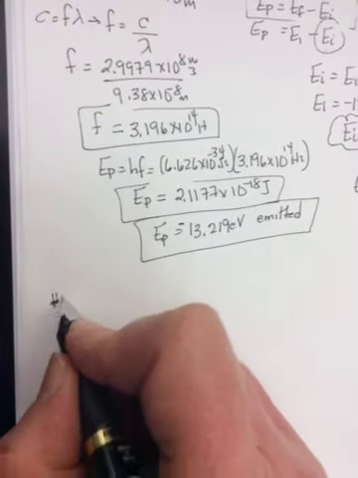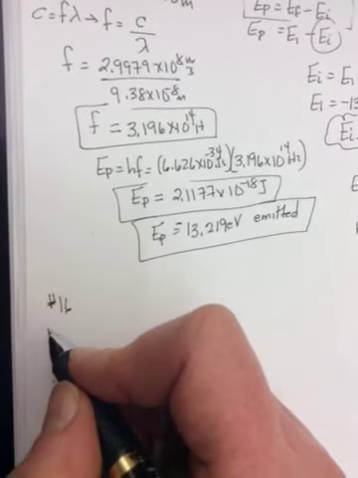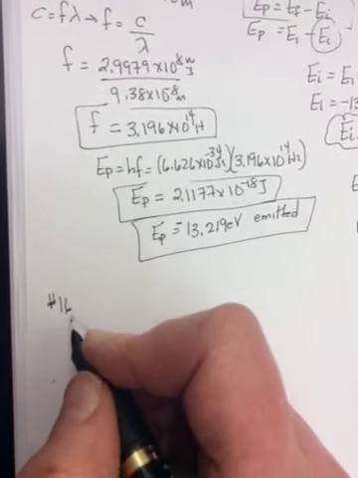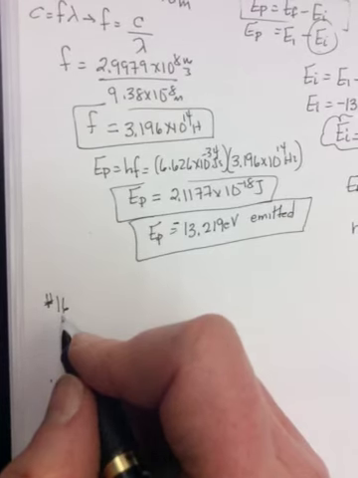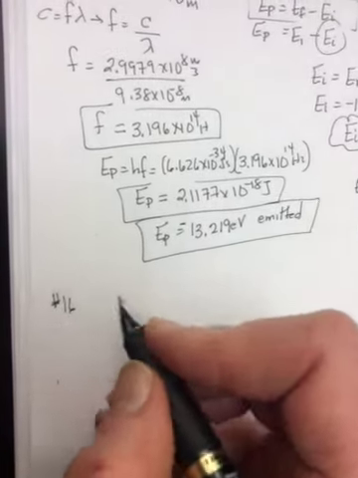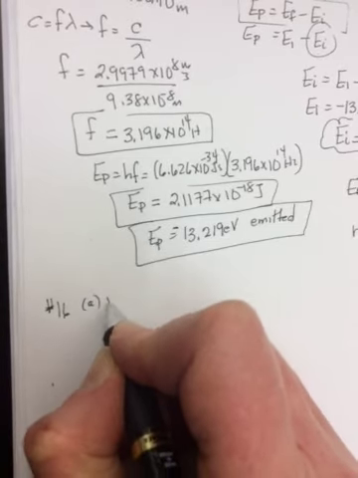Number 16. Now, number 16 has a couple of little weird parts in it, so don't stress. I would not do this to you on a test. For a hydrogen atom in the n equals 3 Bohr orbital, find the radius. Okay, so part A.